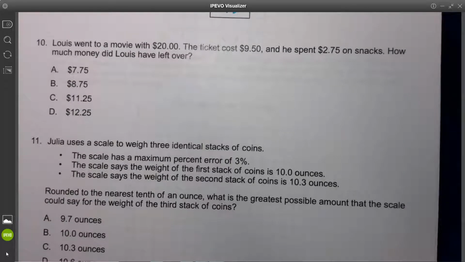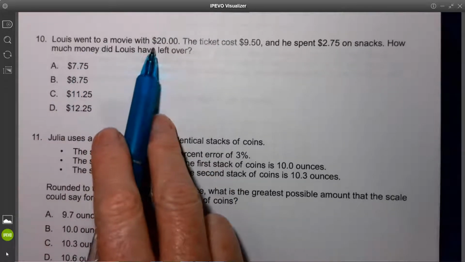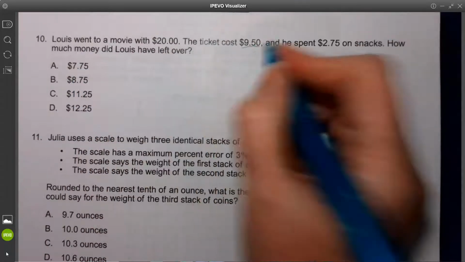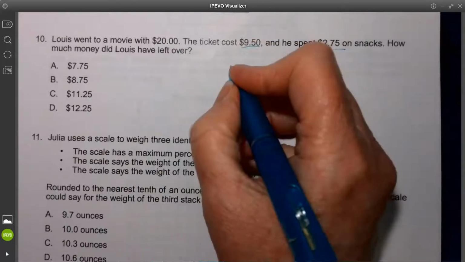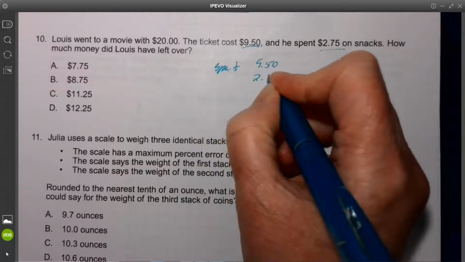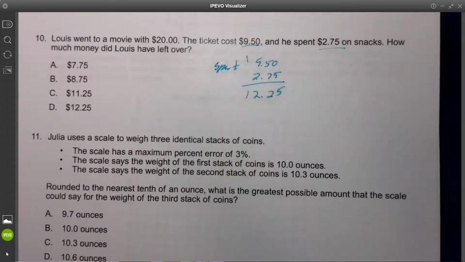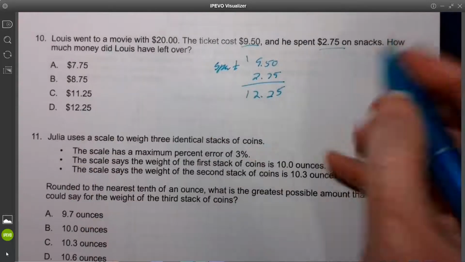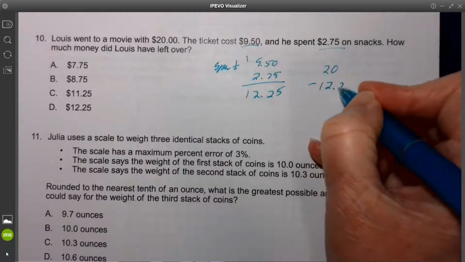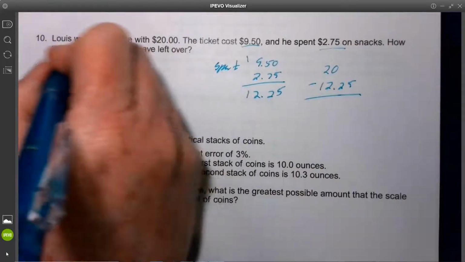Okay? Number 10. Oh, definitely pause. You can do this one. You should be able to do this one. So pause yours. Try this one. Okay. Luis went to a movie with $20. The tickets cost $9.50. And he spent $2.75. So he has spent $12.25. Hopefully I did that right. Now he has $20, so I take 20 minus $12.25, subtract, and of course you're going to get $7.75.